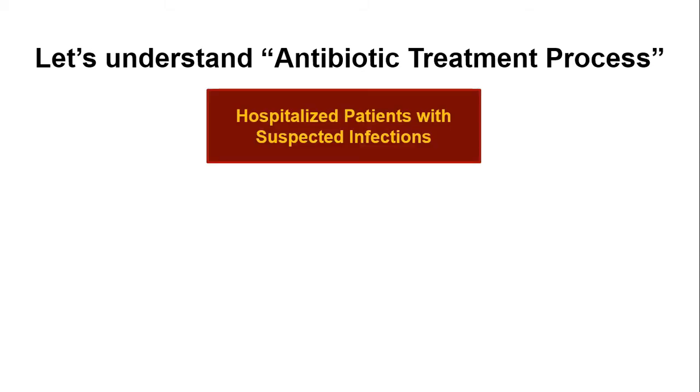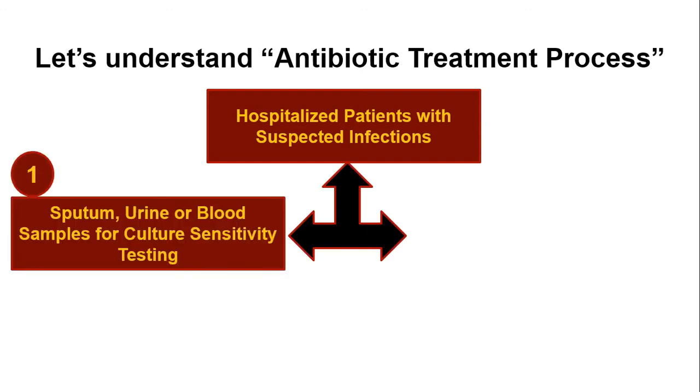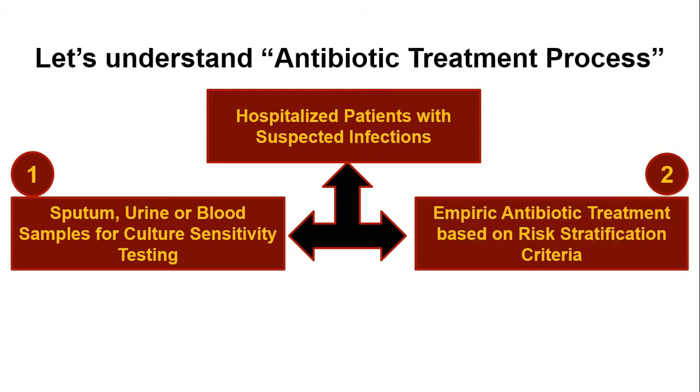So before moving ahead, let's understand the antibiotic treatment process. Hospitalized patients with suspected infections have symptoms of fever and chills. Samples from these patients are collected in the form of sputum, urine and blood samples for culture and sensitivity testing. And immediately empiric antibiotic treatment is started based on the risk stratification criteria and according to the antibiogram of the hospital. So the first step is to collect the sample for culture and sensitivity testing, and the next step is to start empiric antibiotic treatment immediately, based on the risk stratification and antibiogram.